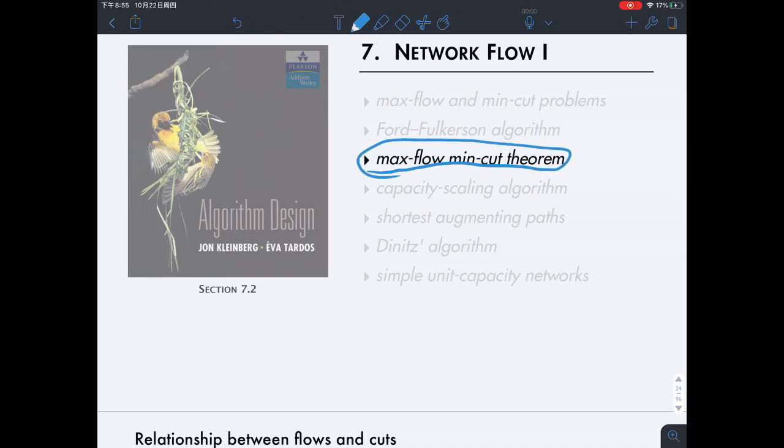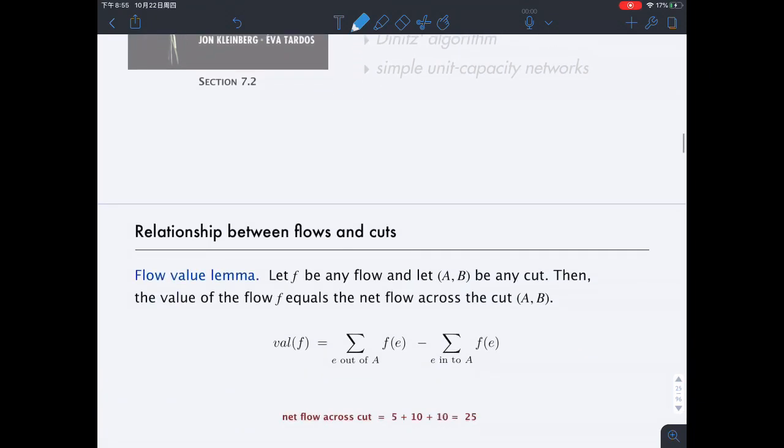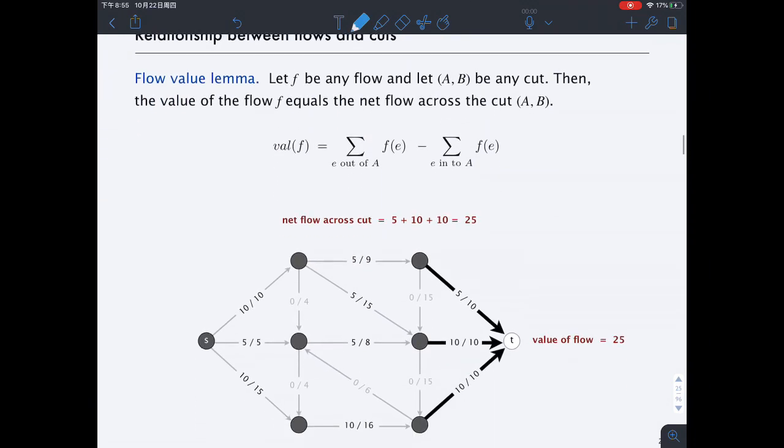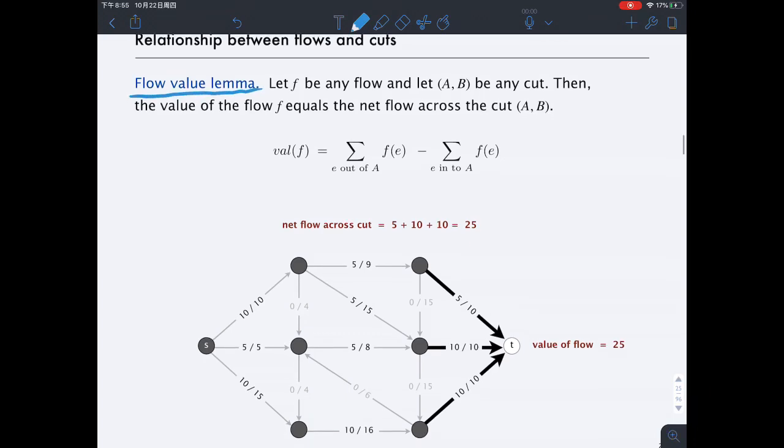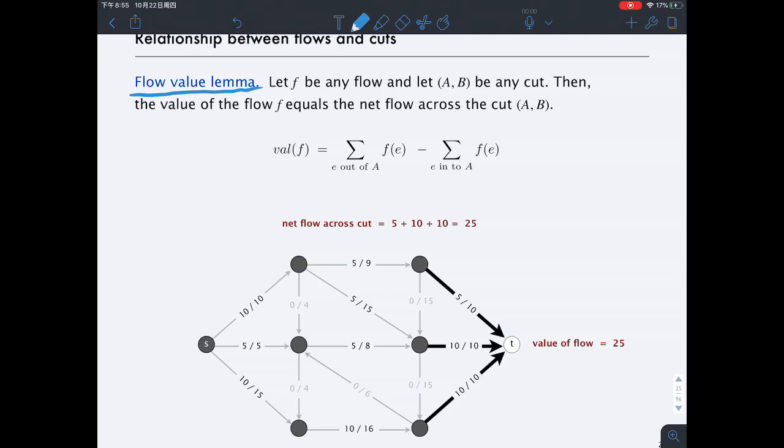The most important part of this chapter is the max-flow min-cut theorem, right? I think today we just have time to talk about the flow value lemma. Let's talk about what this lemma says. Let's consider an arbitrary flow, the flow we have constructed so far, and let A and B be a cut. The cut means that S belongs to A and T belongs to B. So it's a partition, and on top of the partition we need to enforce that the source is in one set and the destination is in the other set.